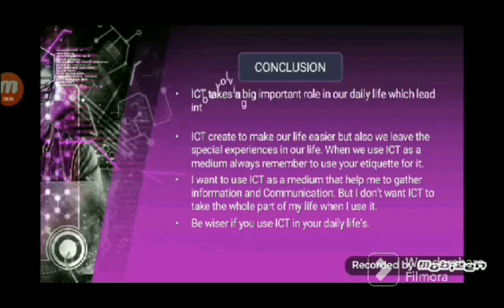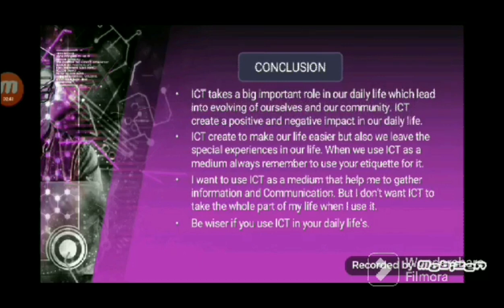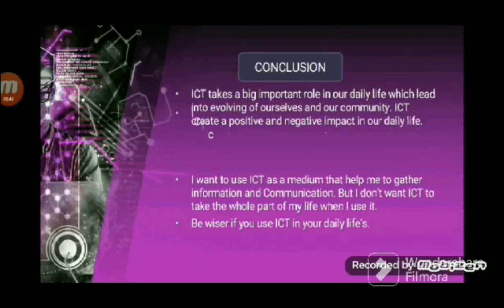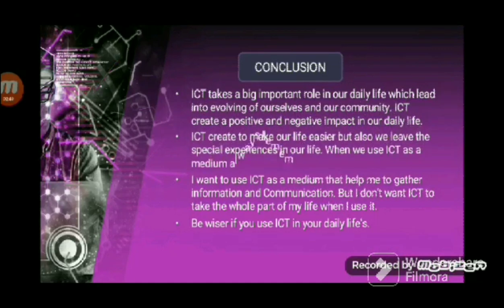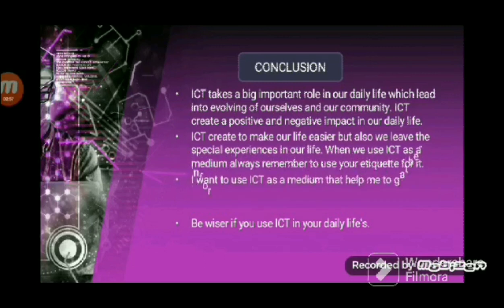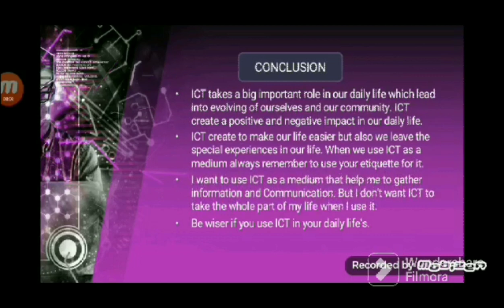ICT takes a big, important role in our daily life, which leads to the evolving of ourselves and our community. ICT creates a positive and negative impact in our daily life. ICT makes our life easier, but we also live special experiences in our life. When we use ICT as a medium, always remember to use proper etiquette. I want to use ICT as a medium that helps me to gather information and communicate, but I don't want ICT to take the whole part of my life when I use it. Be wiser if you use ICT in your daily lives.